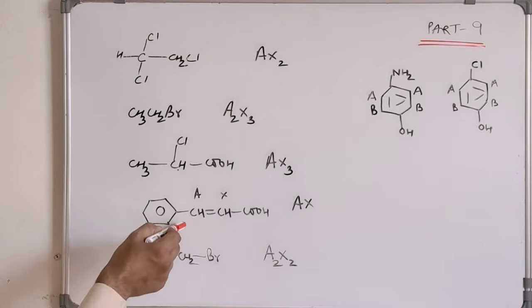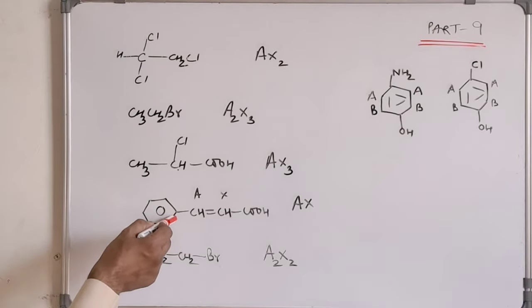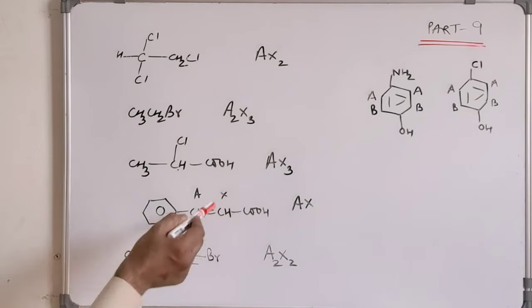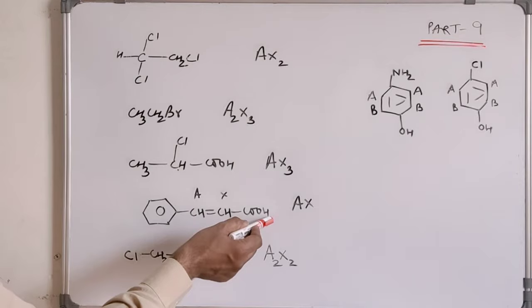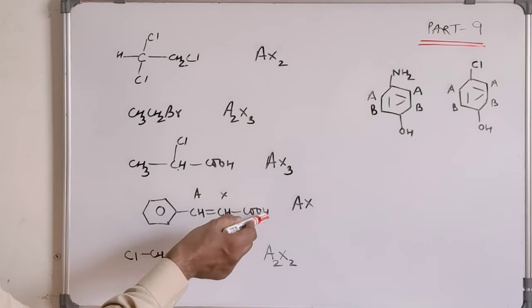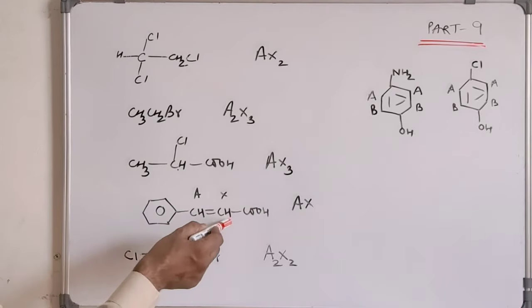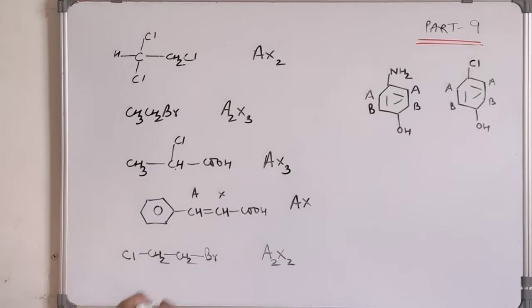This is an example of cinnamic acid. Cinnamic acid is C6H5CH=CHCOOH. So the acid proton will appear at a very high delta value. High delta value is around 10 to 12. It is A and it is X, so it is called AX type of spectra.